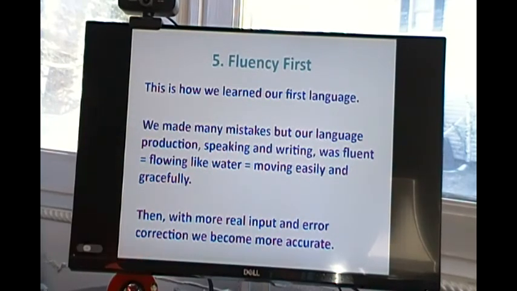Fluency First means that this is how we learned our first language, our native language. We made many mistakes, but our language production, speaking and writing, was fluent, flowing like water, moving easily and gracefully. Then with more real input and error correction, we become more accurate. Accurate means that we make fewer mistakes.